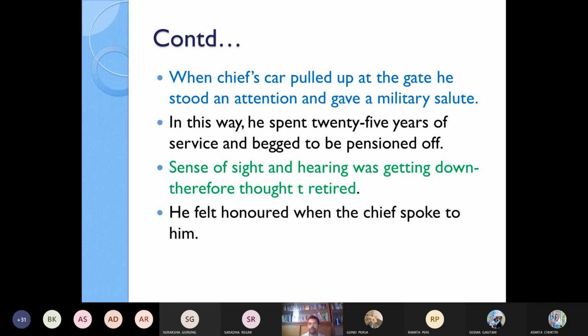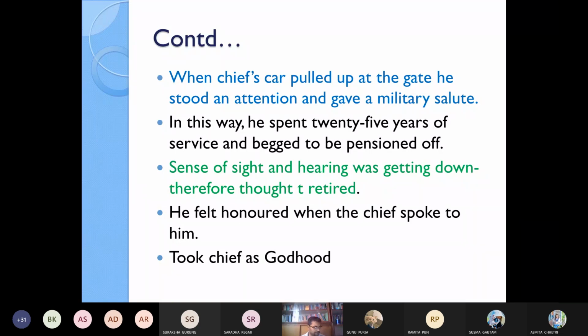He felt honored when the chief spoke to him. Actually, the chief spoke two times in his life. First, when he was appointed, and the next when he was retired. But he felt very honored. That's why he took the chief as a god. He thought that the chief was like a god.